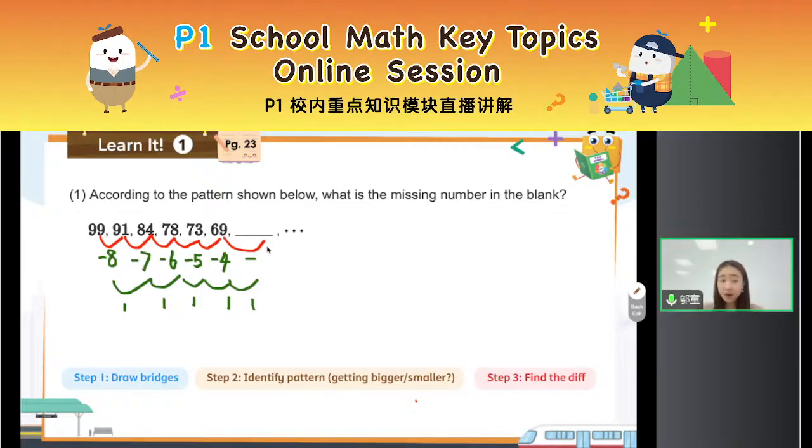Okay, then if so, next one, very good job. We minus 3 based on the previous number. So how many is 69 minus 3 equal? What is it?